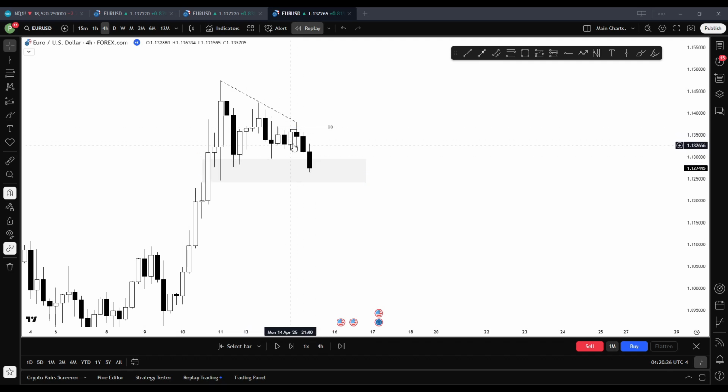Right? I'm going to go through everything from the higher time frame reasoning all the way down to the lower time frame execution. And by the end of this breakdown, you'll know exactly how this setup came together and why this setup was a valid trade for me to take.